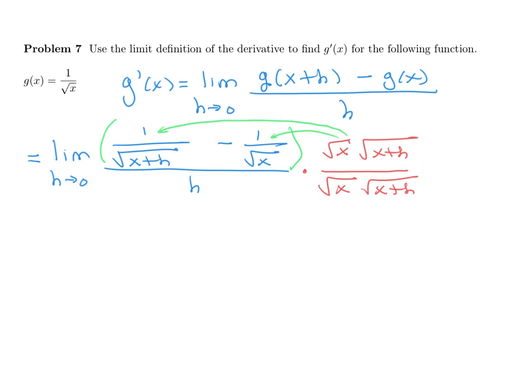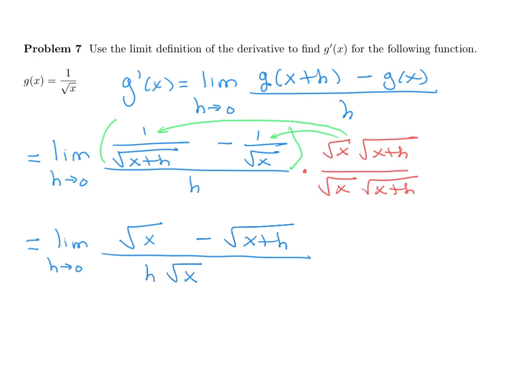All I have to do is note what cancels. This is the limit as h goes to 0 of. When this gets multiplied here, the x plus h's under the square root cancel, and we're left with just the square root of x. Okay, when this gets multiplied here, it's the square root of x that cancels, and we're left with a square root of x plus h. So it'll be minus the square root of x plus h, all divided by h times the square root of x times the square root of x plus h, this.